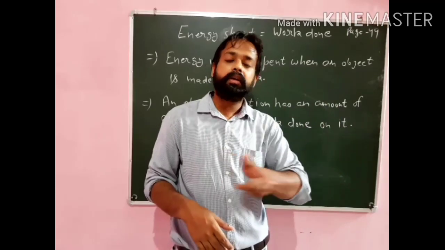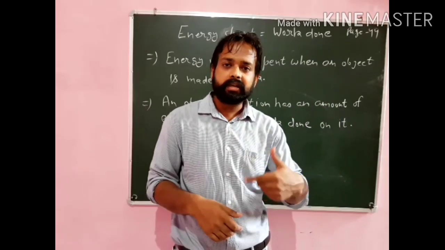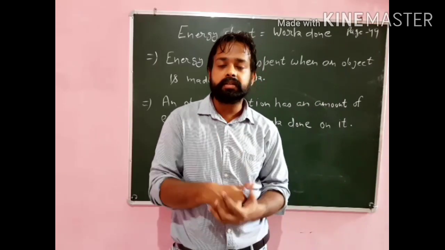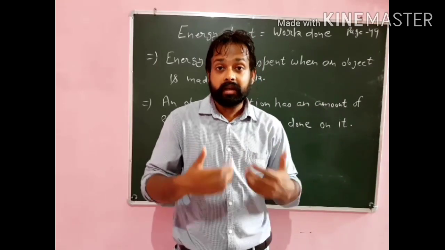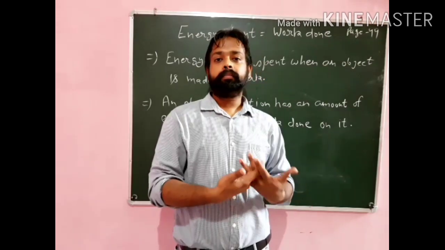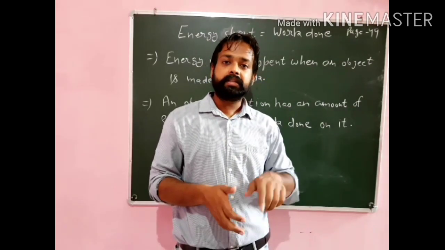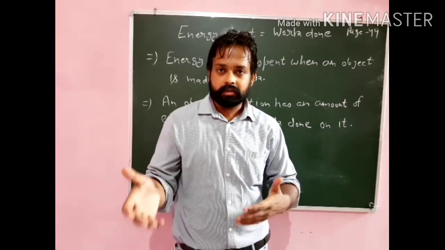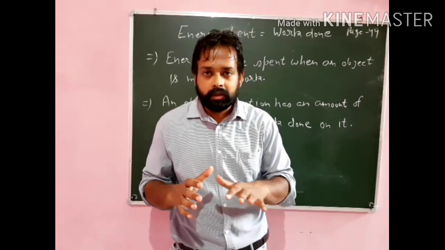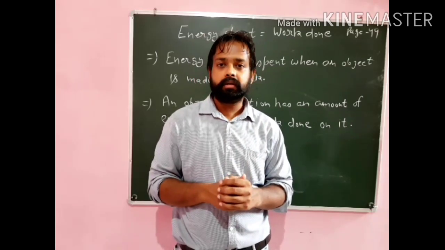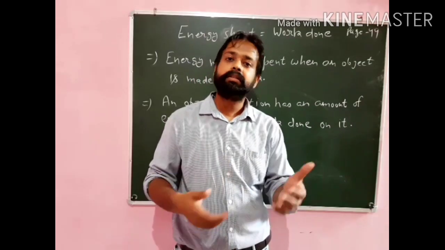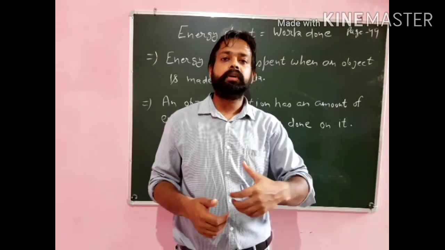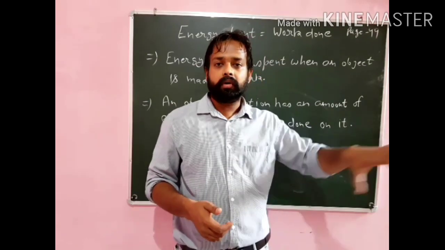bicycle starts moving in the forward direction. Why does the bicycle start moving forward? From where is the bicycle gaining this energy? Of course, the energy which I am spending on the bicycle is exactly equal to the energy the bicycle gains. So, in simple words, I am spending 10 joule of energy on the bicycle and the bicycle gets this 10 joule of energy from me and it starts doing work. Work means it starts moving in the forward direction.